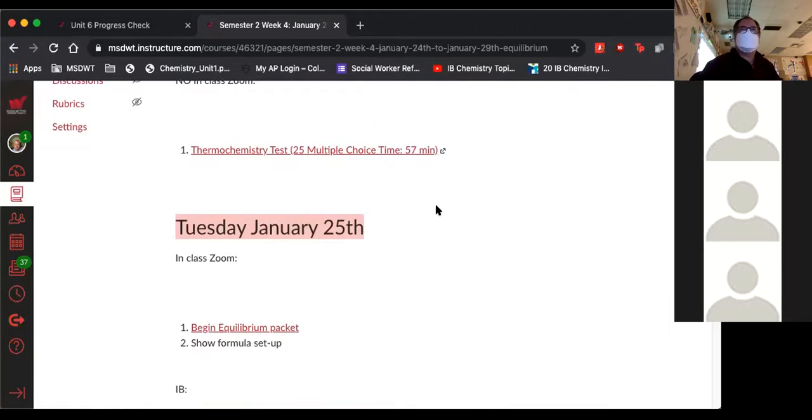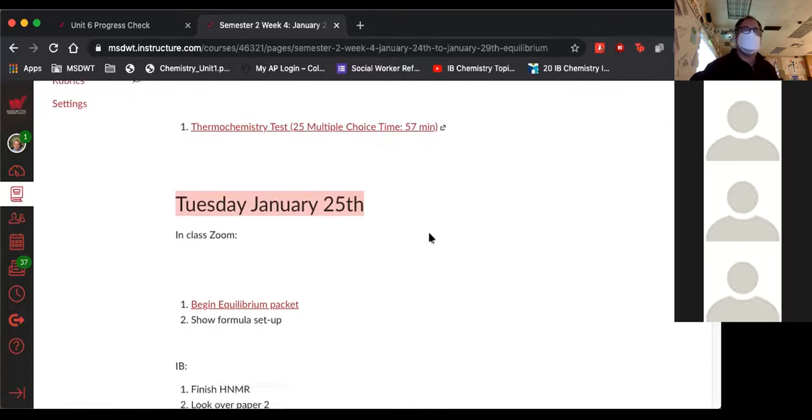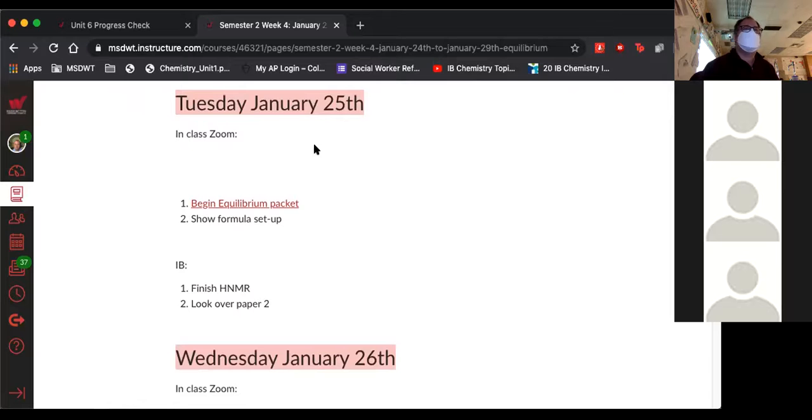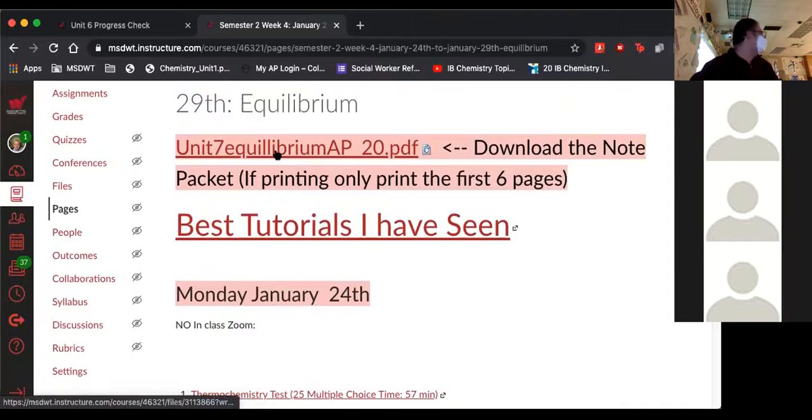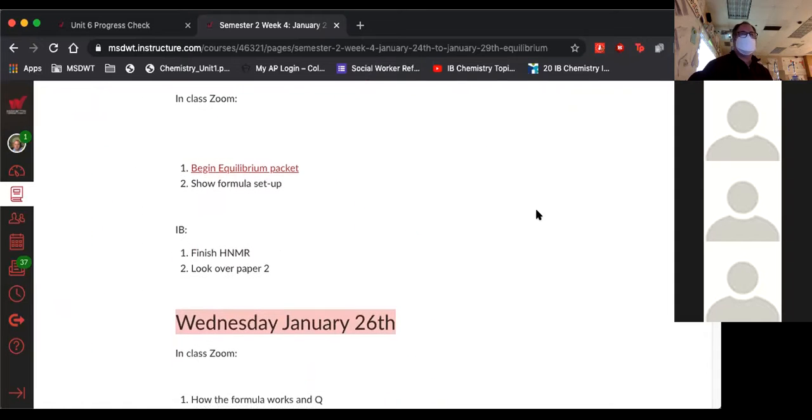So if you do need this reopened for you or whatnot, I had somebody who said that it didn't give them the right time. So I had to give them extra time, which was no problem. The equilibrium packet, we will begin that today. If you are printing this, please only print 6 pages. This is living right now. This is a living document. I'm making changes. I've got the first 6 pages, I think, where I want them. But the rest of it may change. So if you print it out, then you're going to be sitting there looking like, this doesn't look like I have it. So just keep that in mind.